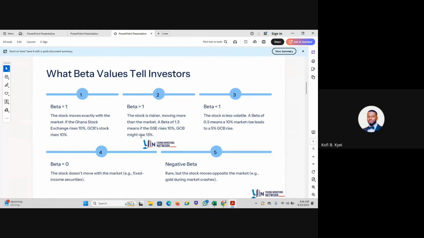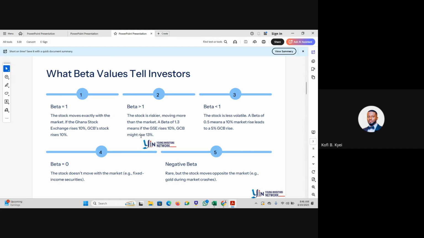So let's look at this table we have here. The example you're giving is already in here. So a beta of 0.5, exactly as you said. And the government makes some decisions. So this means that when the market rises 10%, GCB will rise 5%. And you are asking whether government decisions can affect it.